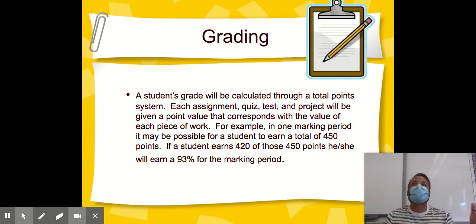Grading. So this is the big question everyone asks, right? How is grading going to work? It's really simple. I do an overall points system. So let's say, for example, right here, in one marking period, it's possible for a student to earn 450 points in the marking period, and that student earns 420. All I do is I divide those points, and that student has a 93%. I keep it simple. I don't weight things. So it's very easy for I think both the parents and the students and the teacher to sort of know where they stand with grades using this system.